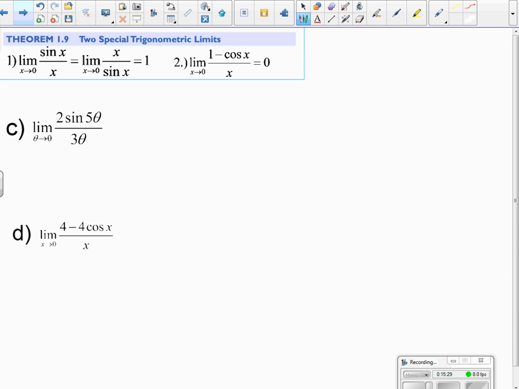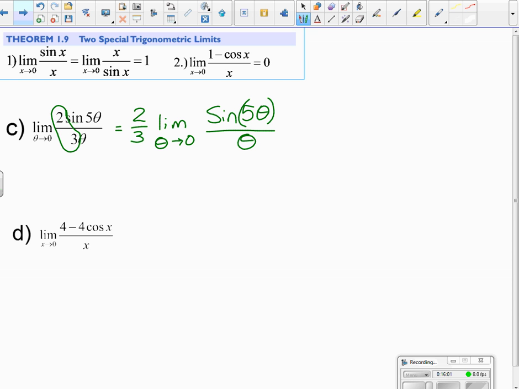Part C, we've got 2 sine of 5 theta, Greek symbol theta, over 3 theta. So the easiest thing is let's clear these out. Let's bring those scalar multipliers out. So we've got 2/3 coming out front. I'm just trying to make this look a little bit cleaner. So I've got the limit as theta goes to 0 of sine 5 theta. Now, could I bring 5 out? No, because it is inside the sine function. So that must stay there.